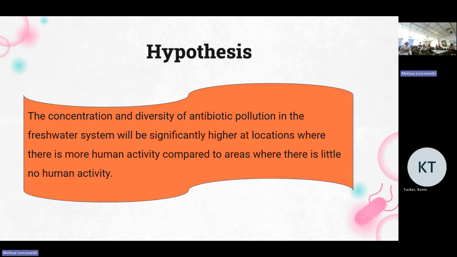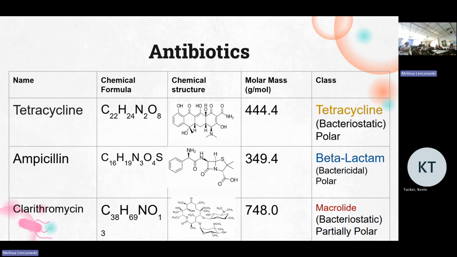This is my hypothesis. The concentration and diversity of antibiotic pollution in the freshwater system will be significantly higher at locations where there is more human activity compared to areas where there is little to no human activity. So these are the antibiotics that I'm going to be looking at. As you could see, the classes match up with the ARG. So there's your tetracyclines, the beta-lactams, and the macrolides.